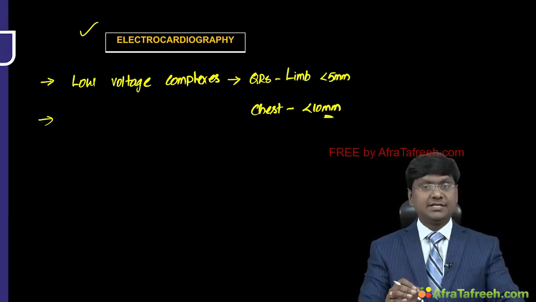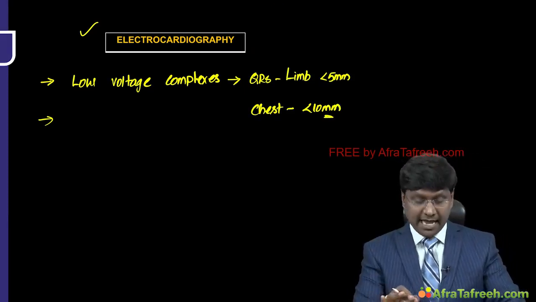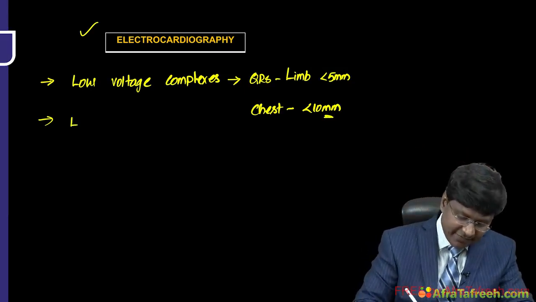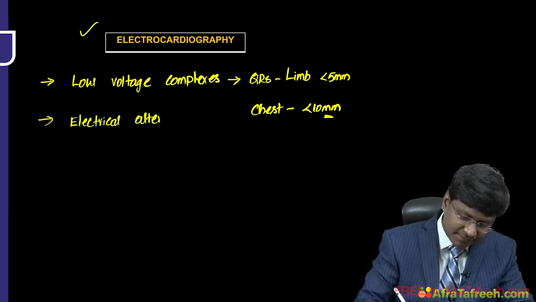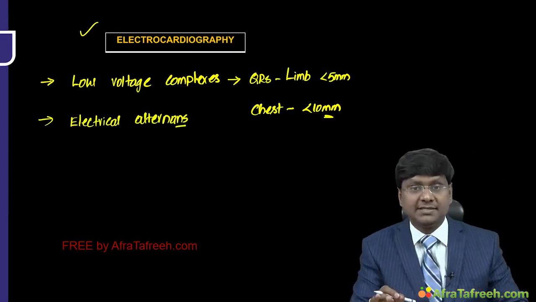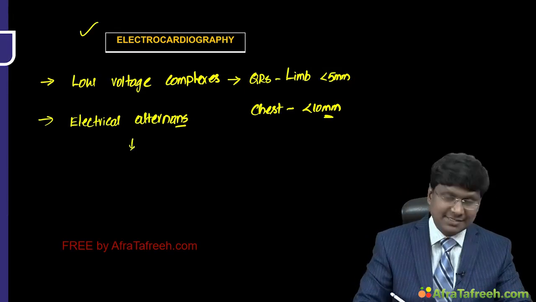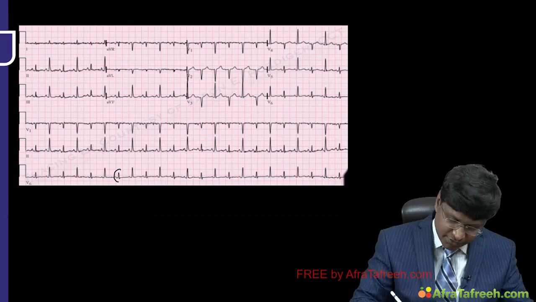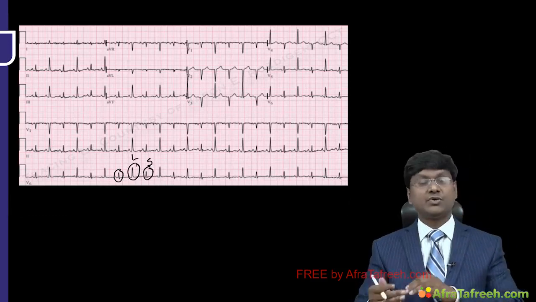Okay, that is the amplitude of the low voltage complexes, right? Whereas another very important finding is the presence of electrical alternans. So electrical alternans is that one complex will be small, the next complex will be large. I'll show you that. So this is your electrical alternans. You have a large complex and then you have a small complex. This is what is called electrical alternans.